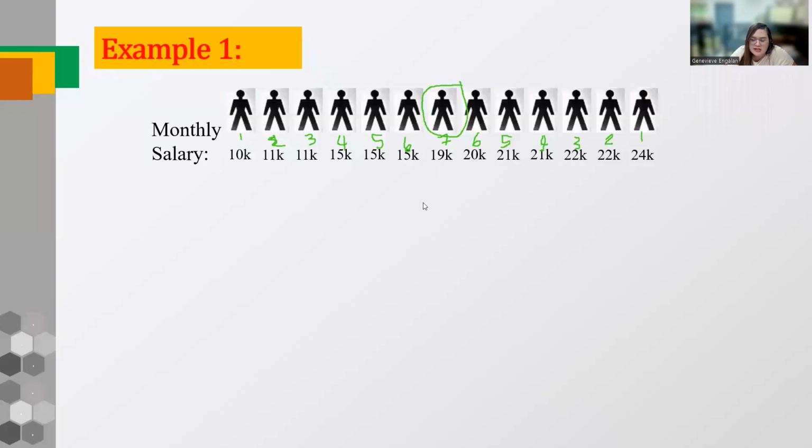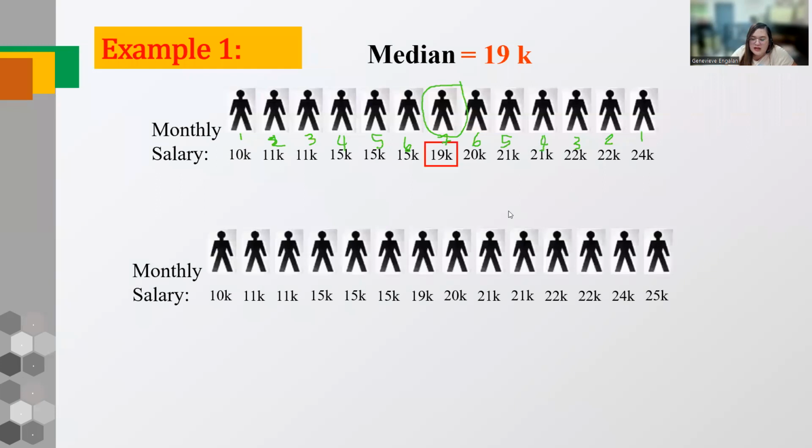So the answer is 19K. So that is the median. So remember class, when you get the median, the data must be arranged in ascending or descending order. For my example, it is already in ascending order, from the smallest to the largest. Okay, so how about this one?